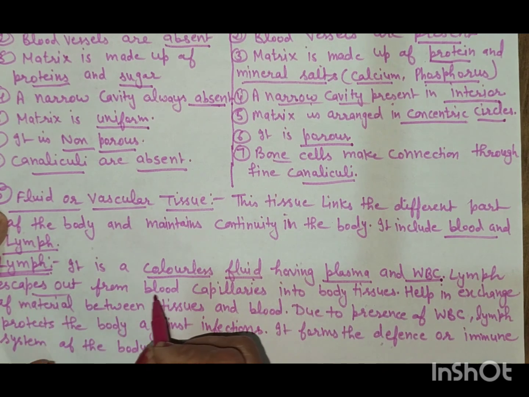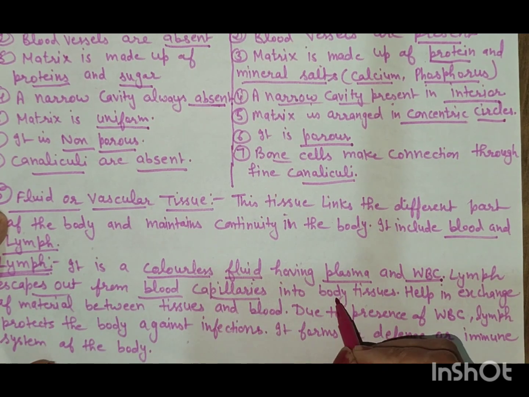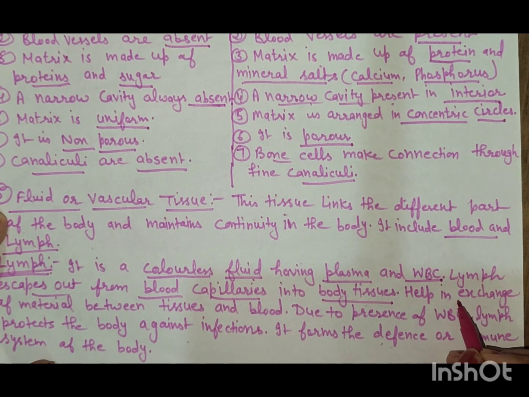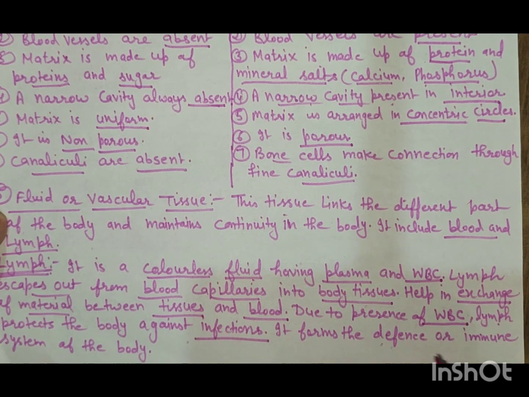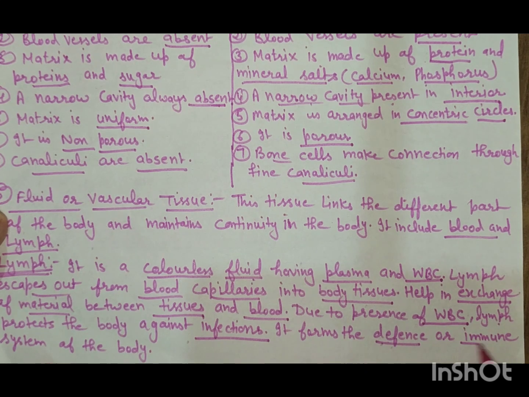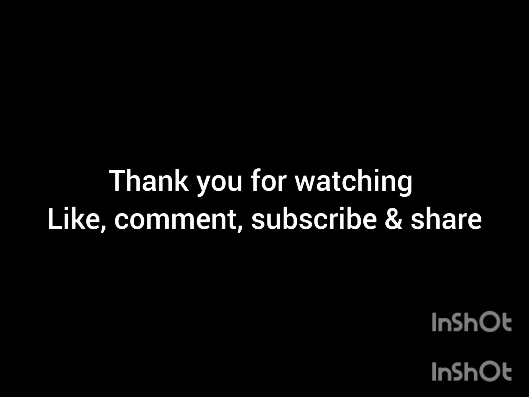Lymph escapes out from the blood capillaries into the body tissues. It helps in the exchange of material between the tissues and the blood. Due to the presence of WBC, lymph protects the body against infections. It forms the defense or immune system of the body.